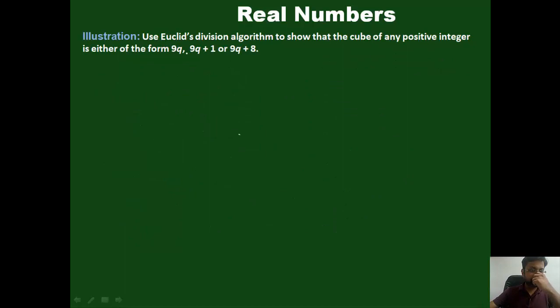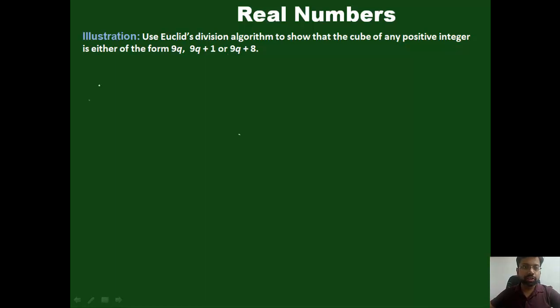So now the next question is that we have to use the Euclid's division algorithm. Although it says Euclid's division algorithm, we are going to use the Euclid's division lemma. But any step-by-step process that we apply to a Euclid's division lemma is going to be Euclid's division algorithm. Hence the question. It says that Euclid's division algorithm is to be used to show that the cube of any positive integer is of the form 9q plus 1, or 9q plus 8.